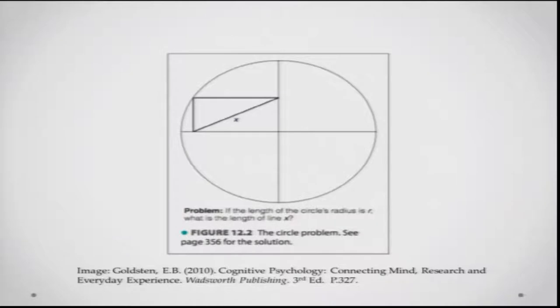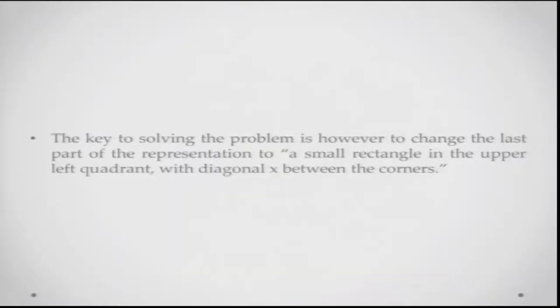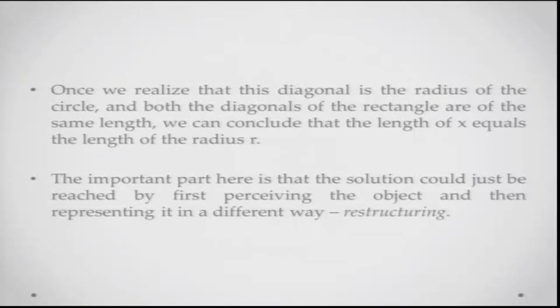Look at this triangle as basically a rectangle that has the boundaries of the quadrant as two sides. So, once you realize that this diagonal is actually the radius of the circle and that both diagonals of the rectangle are of the same length, you can very easily conclude that the length of x is going to be equal to the length of r. So, very easy to solve this particular problem just by restructuring the way you were looking at the problem.